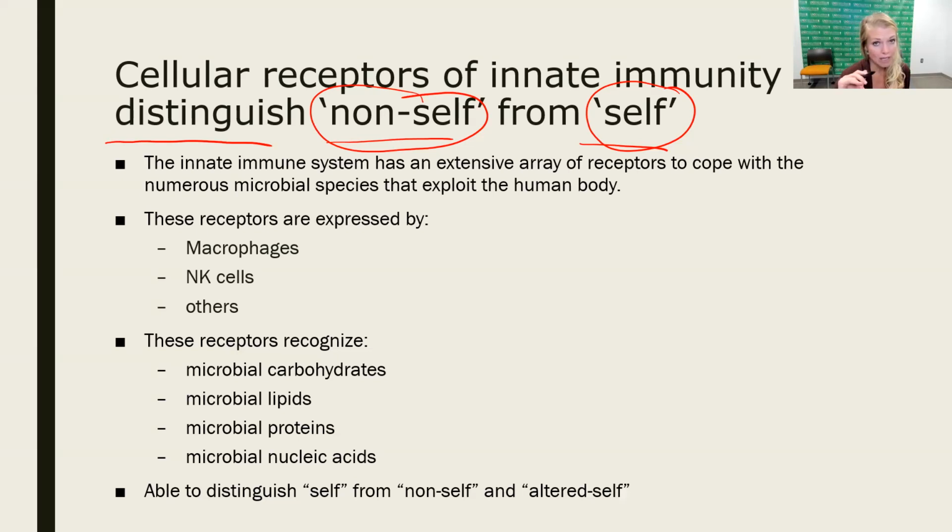More so in the adaptive immune system because it is a specific immune system, but in the innate immune system, there still are receptors that can at least non-specifically say self, non-self. Now, it's not going to determine anything beyond that. It's not going to determine, oh, you are a certain specific virus, but rather it's going to say you are not self.